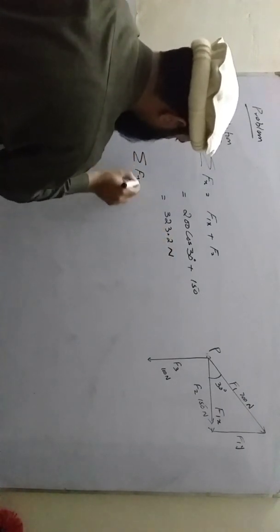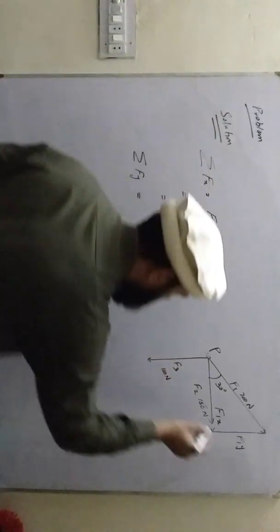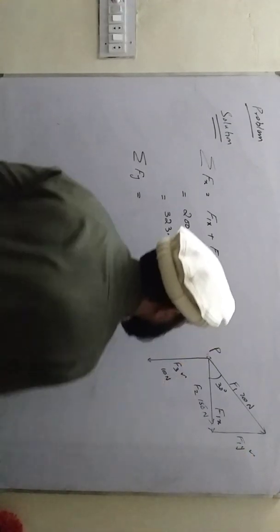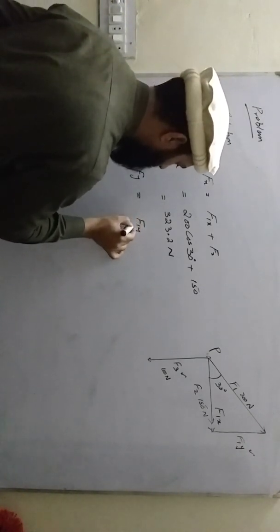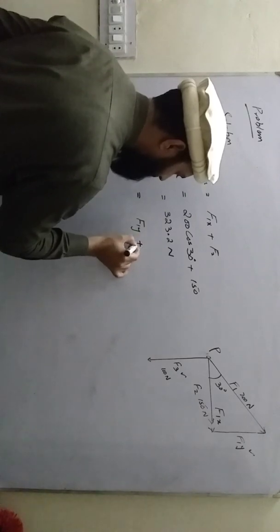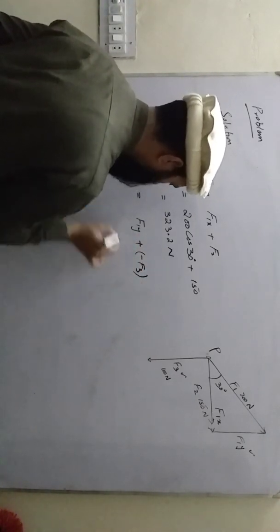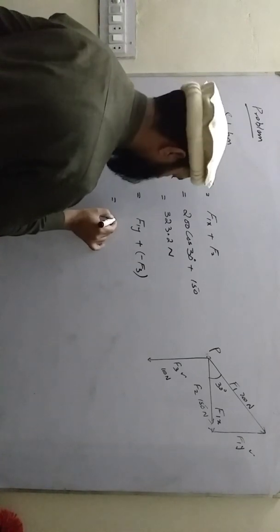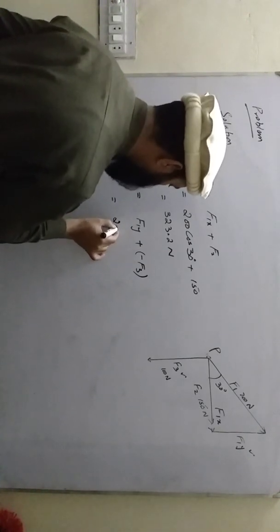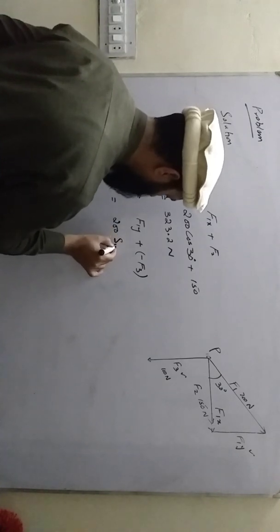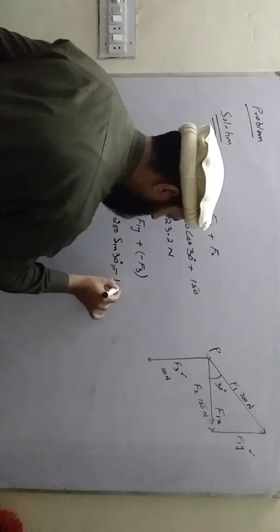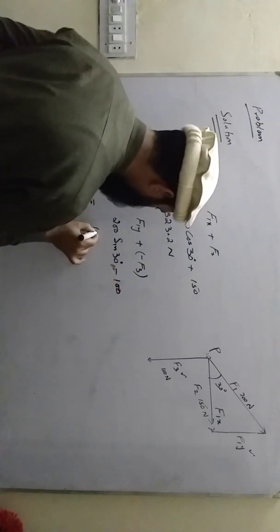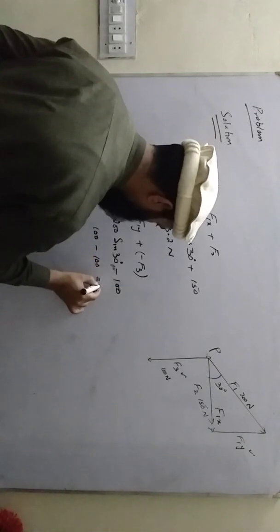Next is the sum of all forces along the y-axis, which is two forces, F1y and F3. Both are in opposite directions. F1y is taken as positive, so F3 is taken as negative. F1y is the y component of 200 Newton, that is 200 Newton sine of 30, minus 100 Newton. This gives 100 Newton minus 100 equals 0.